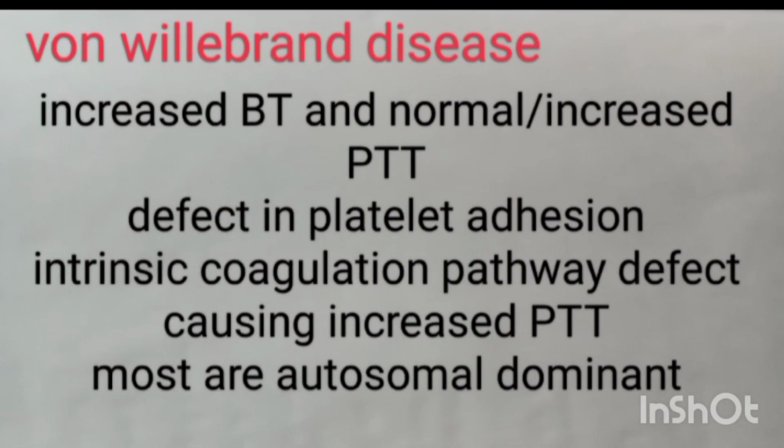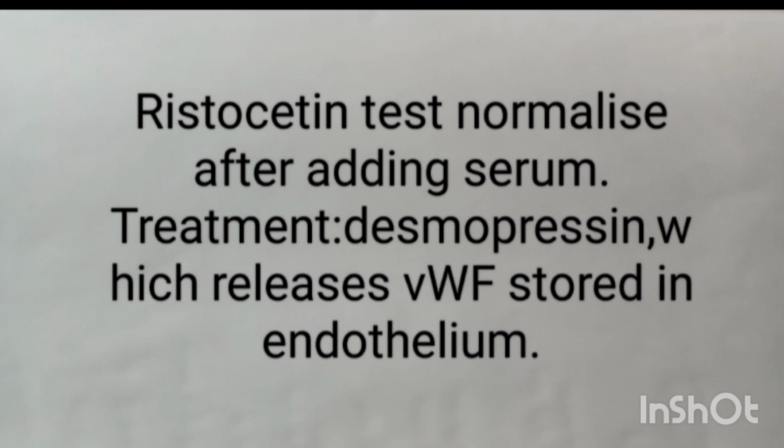Next, von Willebrand disease: increased bleeding time and normal or increased PTT. Defect in platelet adhesion, and an intrinsic coagulation pathway defect causing increased PTT. Most are autosomal dominant. VWF carries and protects factor 8, so a deficiency leads to an intrinsic coagulation pathway defect. Ristocetin test normalizes after adding serum. Treatment is desmopressin, which releases VWF stored in the endothelium.